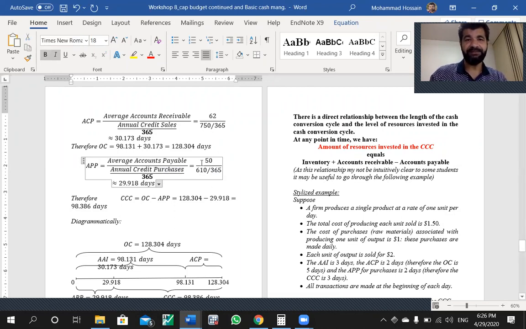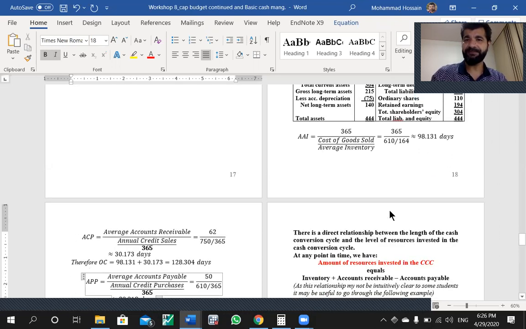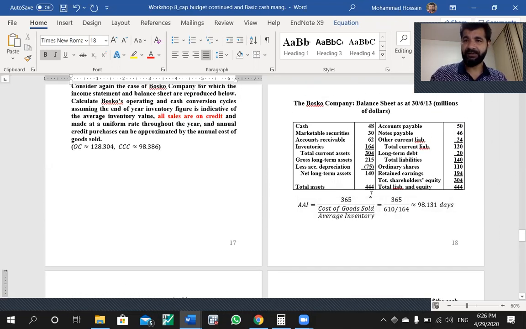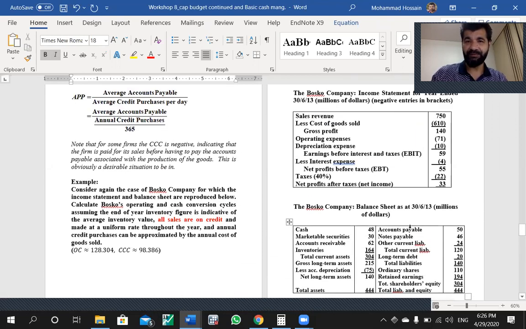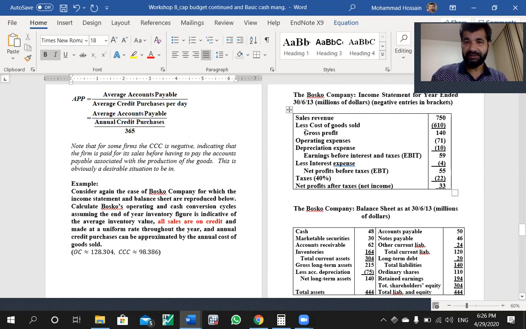It is 610, 50 divided by 610, 365. Average accounts payable is 50 divided by annual credit purchase. Where is the purchase? It should be in here. Cost of goods sold.